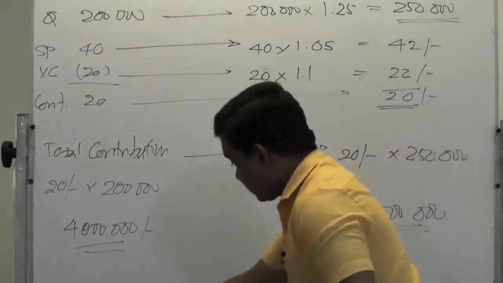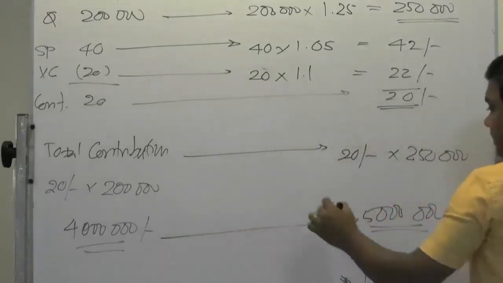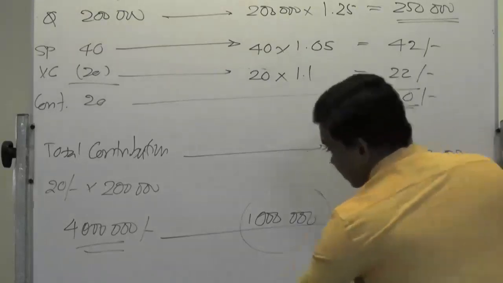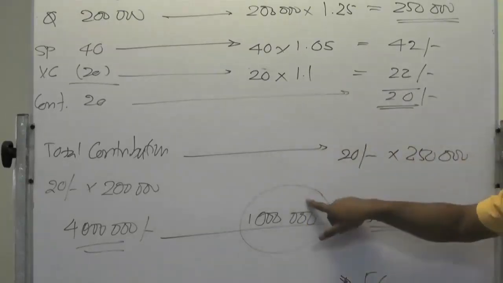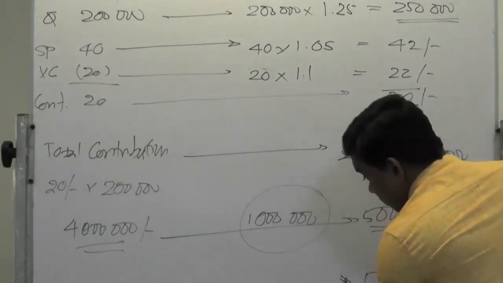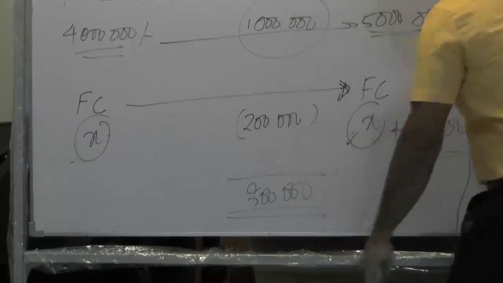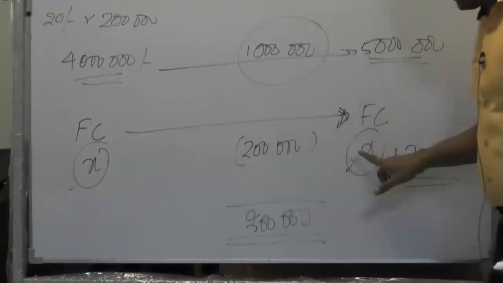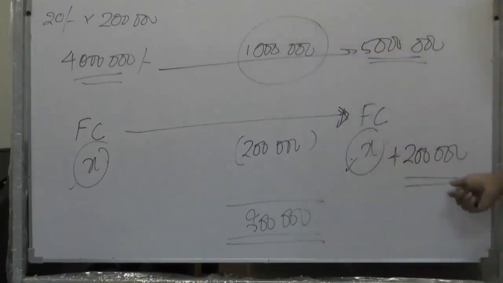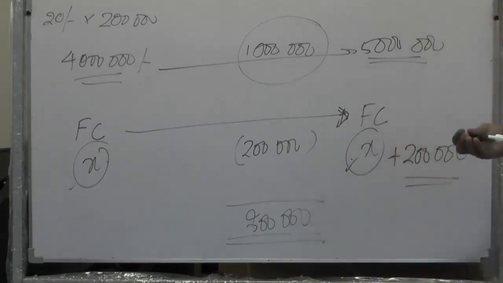Now fixed cost is the same here, right. Now you can see the contribution is increased by 1 million. This is the impact on total contribution. If fixed cost remains the same, profit also increases by 1 million, right. However, the fixed cost increased by 200,000. Therefore, profit should increase by 800,000, right. If this remains as x, with definitely no increase in fixed cost, then profit increases by 1 million, but the fixed cost was increased by 200,000. Therefore, profit should increase by 800,000.